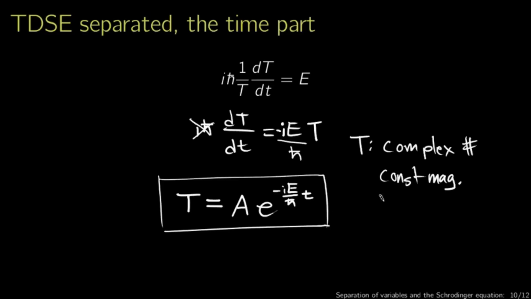And essentially it's just rotating about the origin in the complex plane. So if this is my complex plane, real axis, imaginary axis, wherever capital T starts, as time evolves, it just rotates around and around in the complex plane. So the time evolution that we'll be working with, for the most part, in quantum mechanics is quite simple.